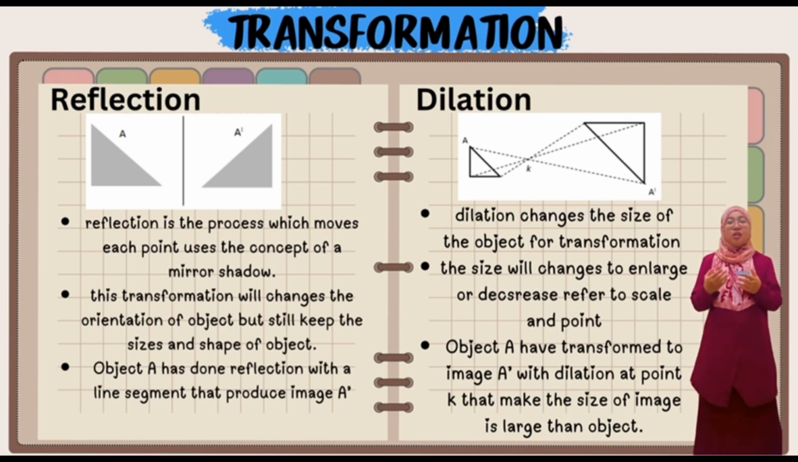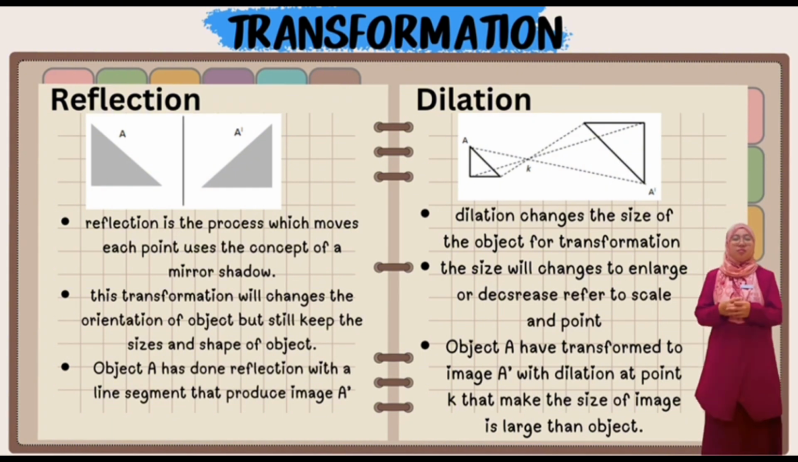Reflection is a process which moves each point, using the concept of a mirror or shadow. This transformation will change the orientation of the object, but still keep the size and the shape of the object. As an example, object A has done reflection with a line segment that produces image A prime.